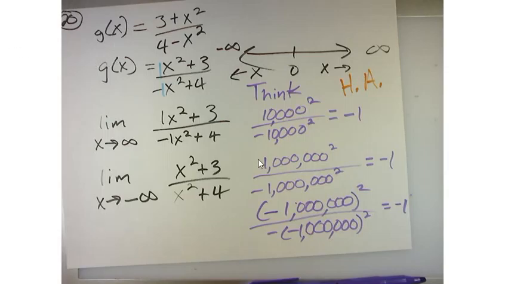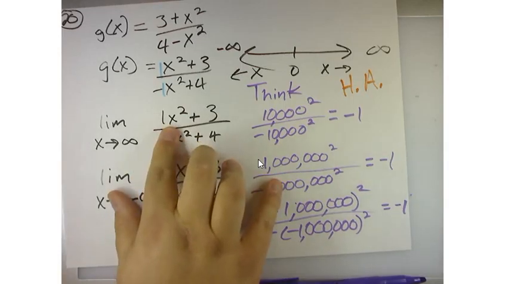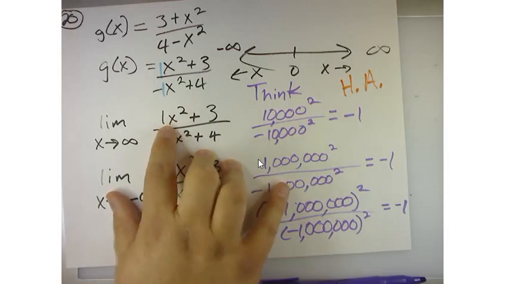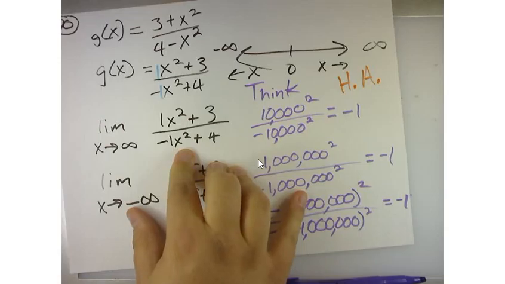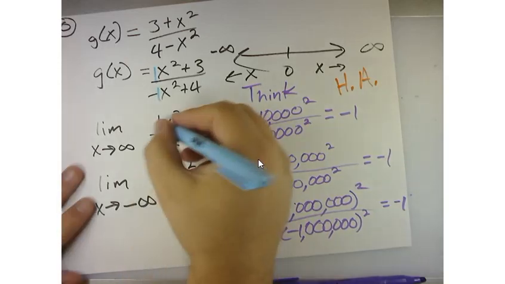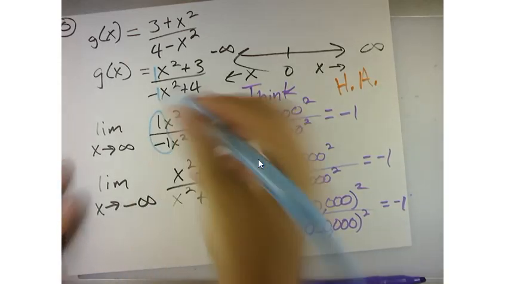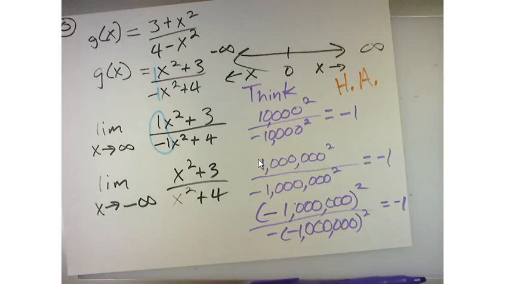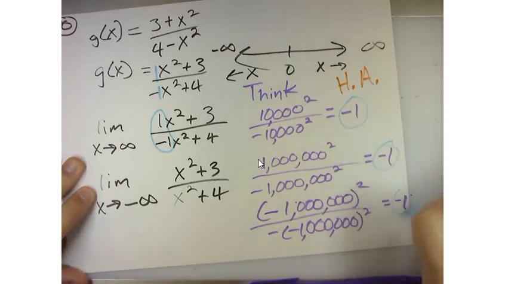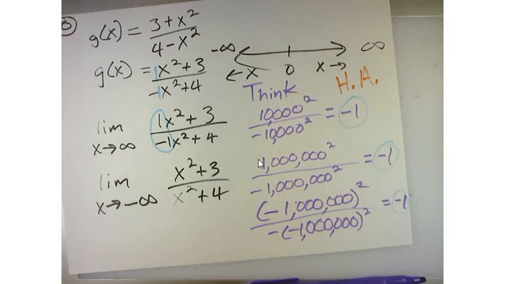So here's the trick. What degree polynomial is in the numerator? What degree is that polynomial? Second degree polynomial. What degree is this polynomial? Second degree. They're the same degree. What are the leading coefficients? 1 over negative 1, which reduces down to negative 1. So let's graph it and see what it looks like.